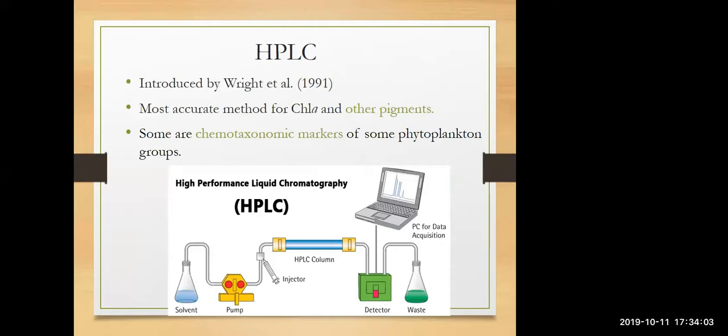And finally, the most modern method is that of HPLC. This method was introduced by Wright in 1991. It is the most accurate method for chlorophyll A concentration measurement, and it also allows us to measure other pigments' concentration. It is much more complicated and has many more details than the previous two methods that I talked to you about.